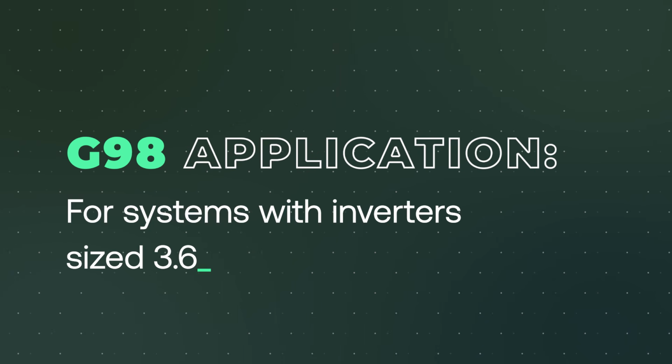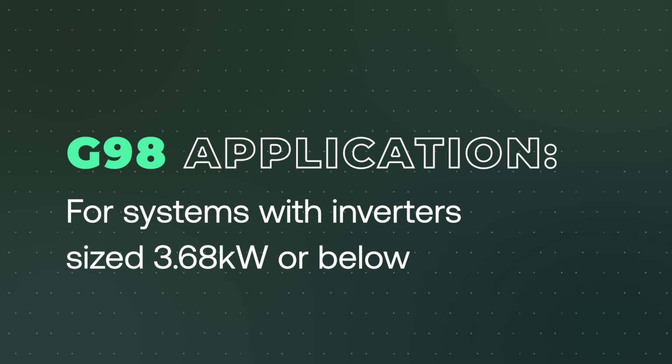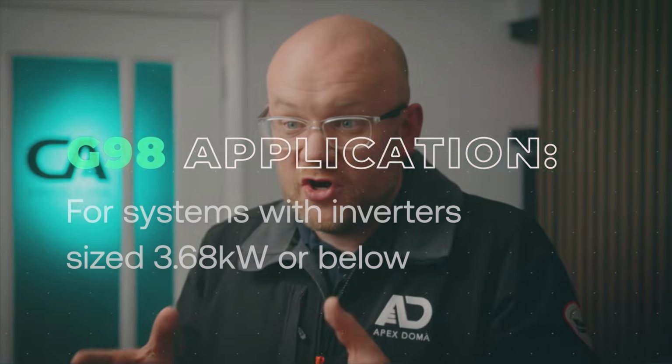So if you've got an inverter size that's 3.68 kilowatts or smaller, so anywhere from 0 to 3.68, this is what's covered under a G98. The number of solar panels you have doesn't really matter in this scenario. It's all about inverter size because that's the limiting factor.